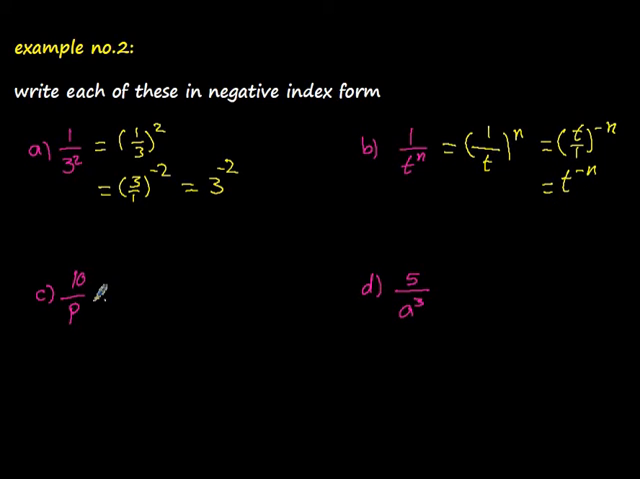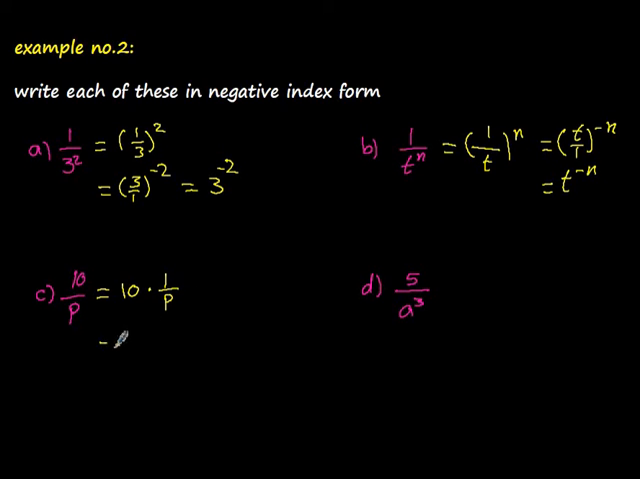Let's move now to c. And here we have 10 over b. This fraction form needs to be in negative index form. So, guys, you can think about this expression like this: we have 10 actually multiplied by 1 over b.